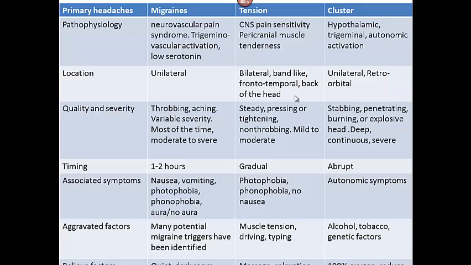Etiologically, before we start the differential diagnosis, headache may occur as a primary disorder or secondary to another etiology. Primary headache disorders include migraine, cluster headaches, chronic paroxysmal hemicrania, and tension-type headache as well. Secondary type of headache has numerous causes that we'll discuss in a brief moment. Let's start with primary headache.